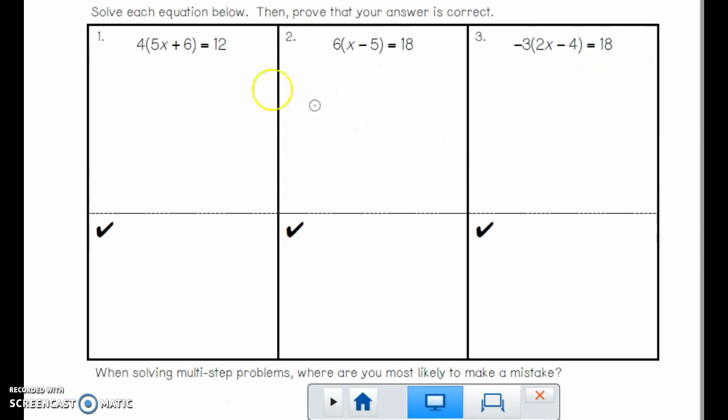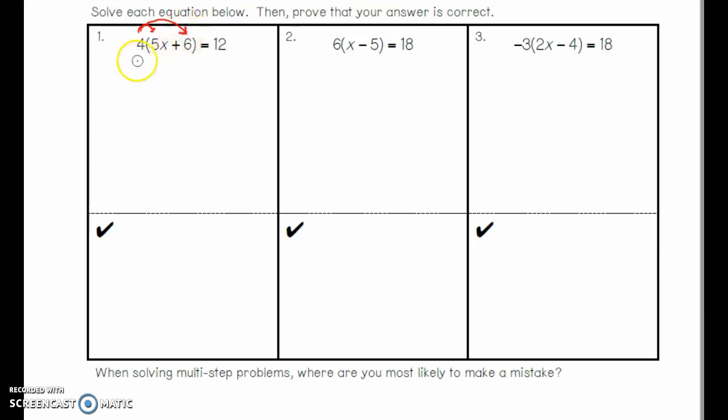We should be doing that every single time anyway. So I'm going to distribute here and here. 4 times 5 is 20 with the x. 4 times 6 is 24. They're both positive, so a positive goes in the middle. This equals 12. Now you're back to the two steps, so nothing's changed. I know I have 20 times x. I have to take care of that last.